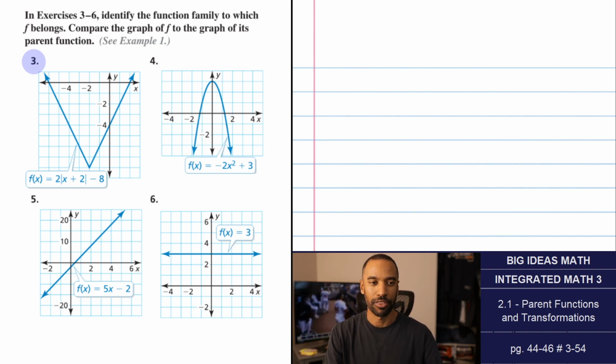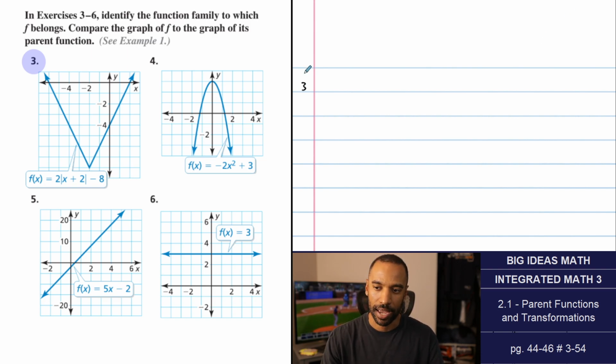This is problems 3 through 54. Quite a handful, especially if there are a lot of graphs. This is why I'm not going to be using a table, among other reasons. All right, next exercise 3 through 6. Identify the function family to which f belongs. Compare the graph of f to the graph of its parent function.